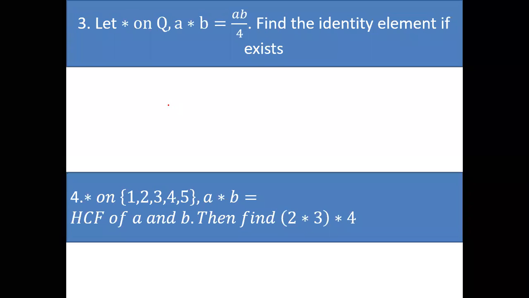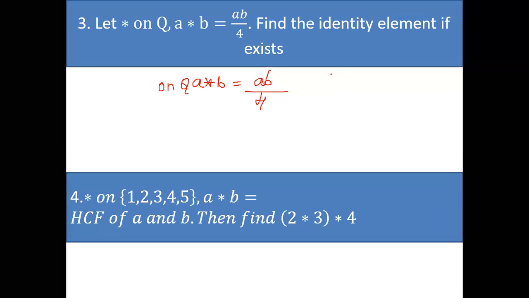So this is slightly a different question. Here they have defined star. How have they defined it? On set Q, star is defined as a star b is equal to ab divided by 4. Okay, a star b is defined as ab by 4. Now you have to check whether the identity element exists or not.